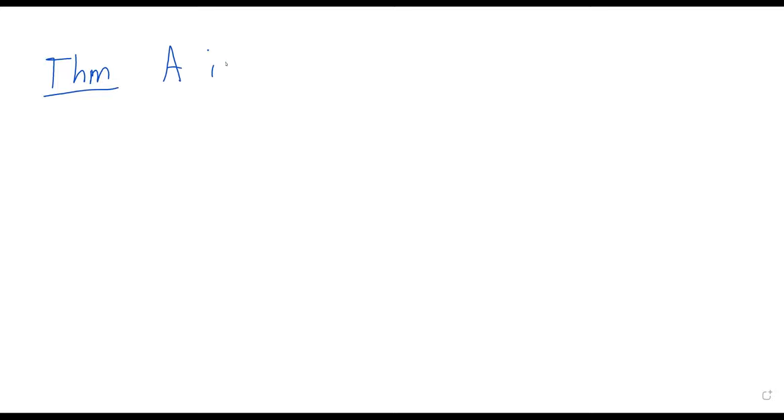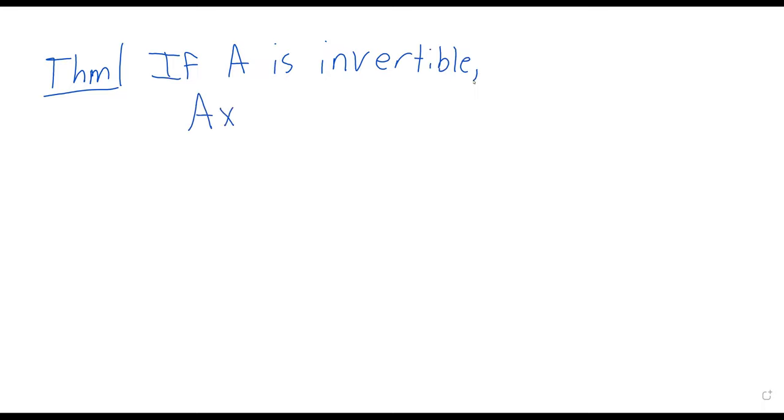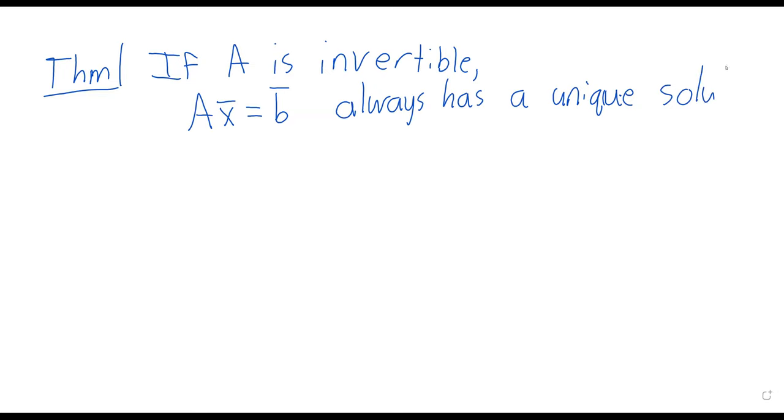This is really an if and only if, but it looks like I just have it as follows in the notes. If A is invertible, the equation AX equals B always has a unique solution, and in particular, the solution is x equals A inverse times B.